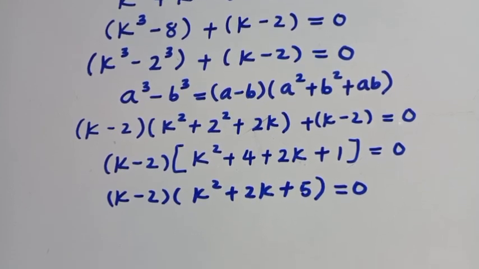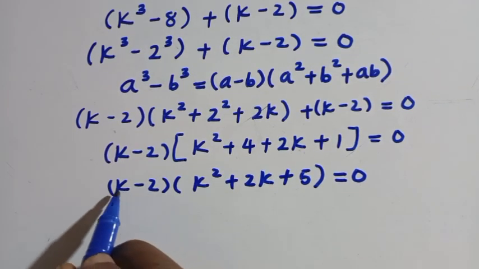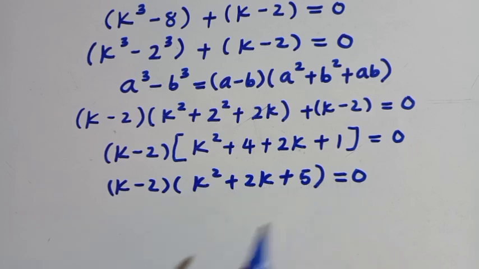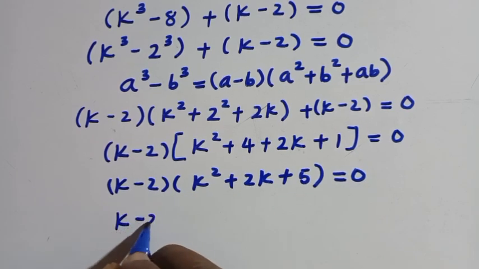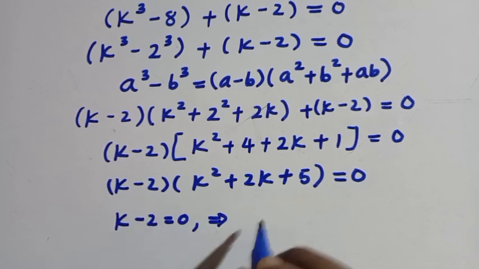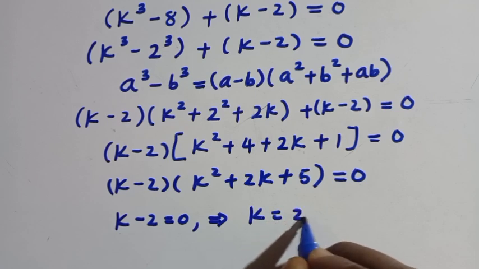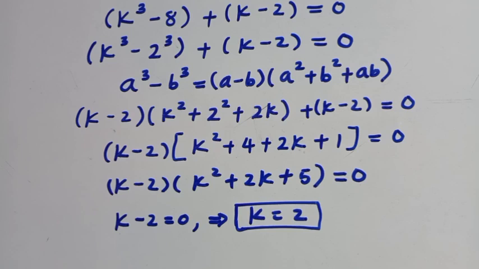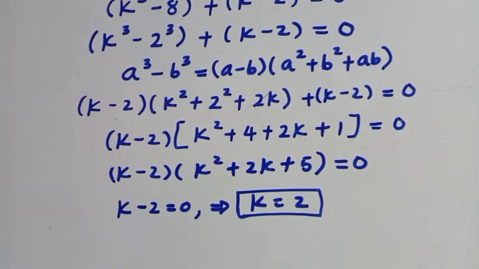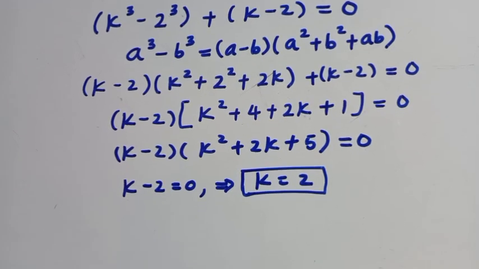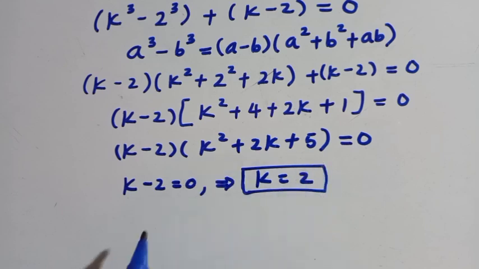And next we are going to let k minus 2 equals 0, or k squared plus 2k plus 5 equals 0. So here we have k minus 2 equals 0, and this implies that when we take 2 to the other side, we have k equals 2. And here is the first solution to this problem. And since the equation we are given is a cubic equation, we are going to get 3 different values, as we have gotten one out of the 3 values. And let's see how we can solve the other part of this.